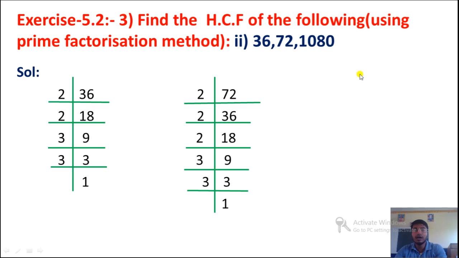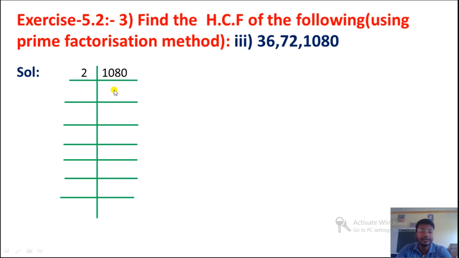Now we will factorize 1080. In the unit place we have 0, so easily we can divide by 2. When we divide, 2 fives are 10, 2 fours are 8, and take 0. Again it will go by 2. 2 twos are 4, 1 left, 1 4 14, 2 sevens are 14, and 0. Again it will go by 2. 2 ones are 2, 2 threes are 6. 1 left, 1 0 10, 2 fives are 10.